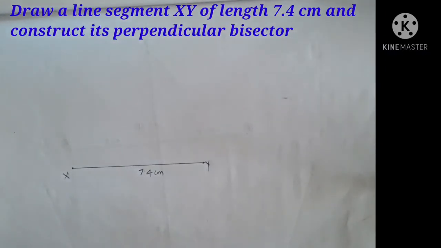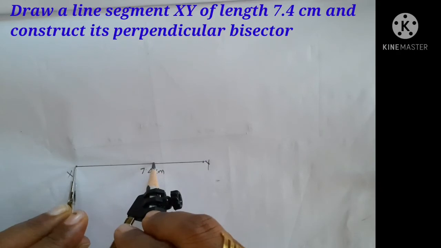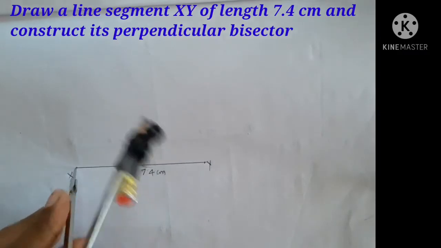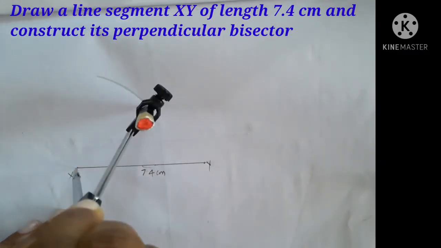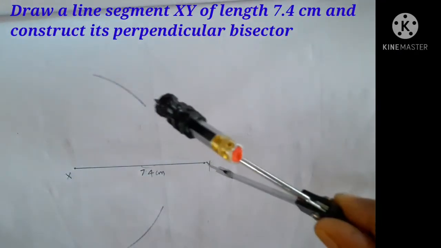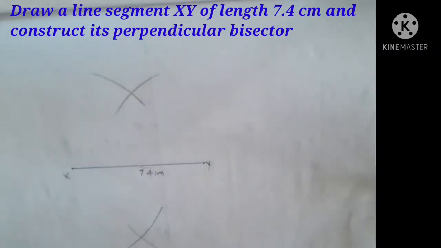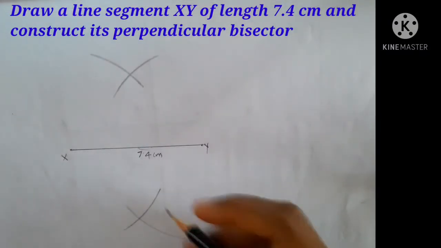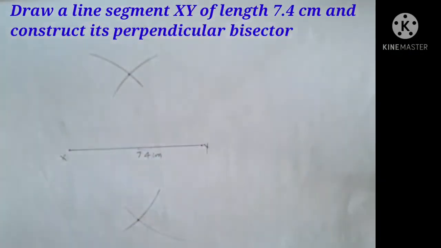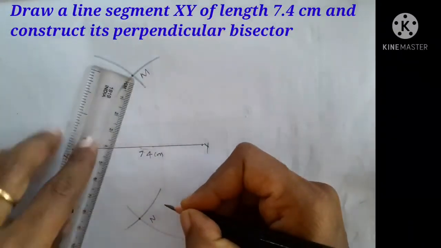It measures 7.4 centimeters. Now open your compass for more than half of XY. This is half. You have to take more than half of XY. Then with X as center, draw arcs above and below the given line segment. Then without changing the compass setting, with Y as center, draw arcs above and below the line segment. Mark the point of intersection of the two arcs. I mark this point as M and this point as N.